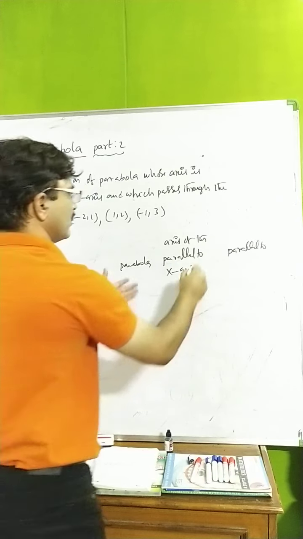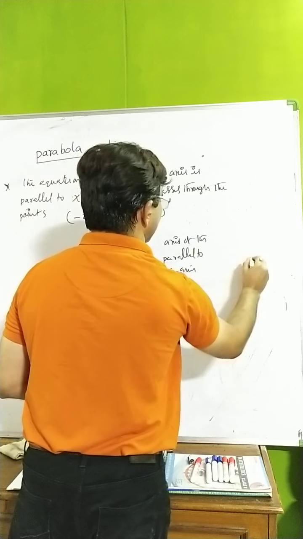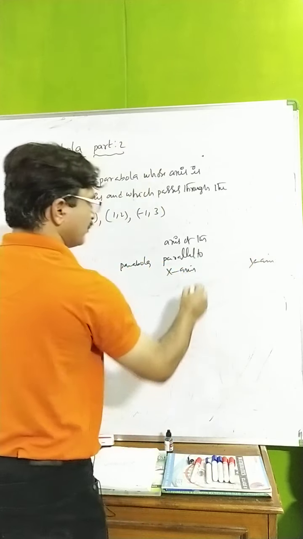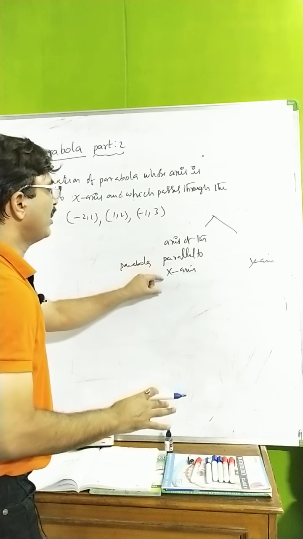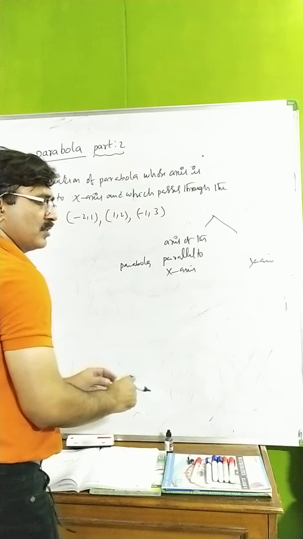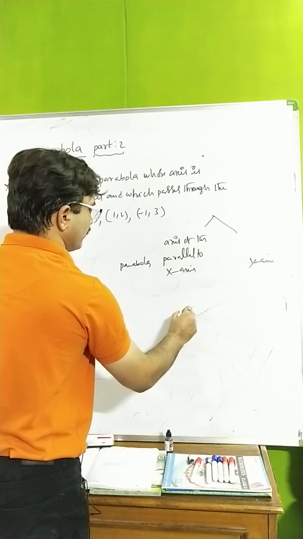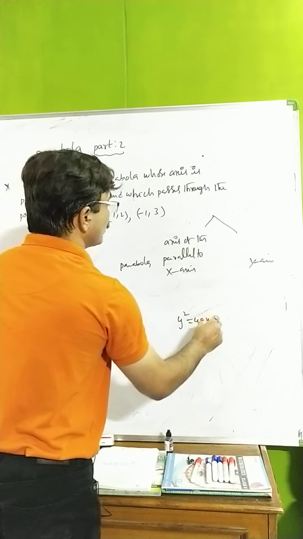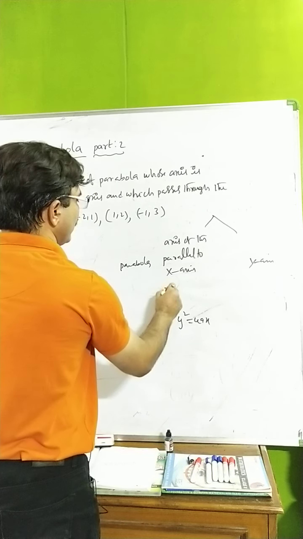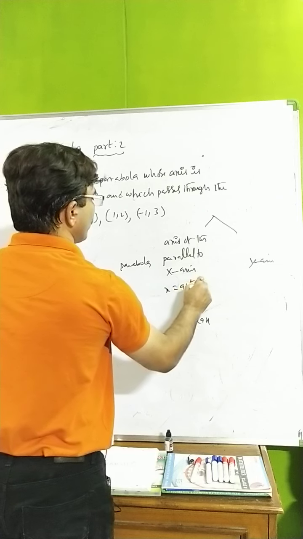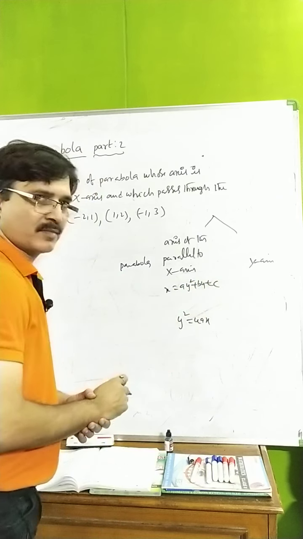Parallel to x-axis, the same word, parallel to y-axis. What is the equation? Very simple. Parallel to x-axis means, you just remember this diagram, y square equal to 4ax. Who is the x-axis? You know very well. That means by seeing this you can write x is equal to ay square plus by plus c.